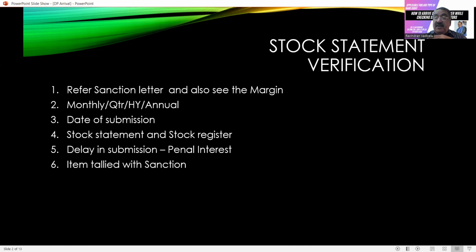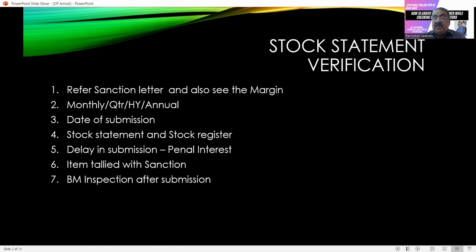And another very, very important thing that you have to see is that the items tally with the sanction. The sanction letter says, for example, that the loan has been sanctioned for the purpose of furniture business, but sometimes items other than furniture may be included in the stock statement, and those will be added to the total and they arrive at the drawing power. So if that is the case, you have to eliminate all those items which have not been considered in the sanction letter. So it is a duty of the auditor to see that the items tally with the sanction.